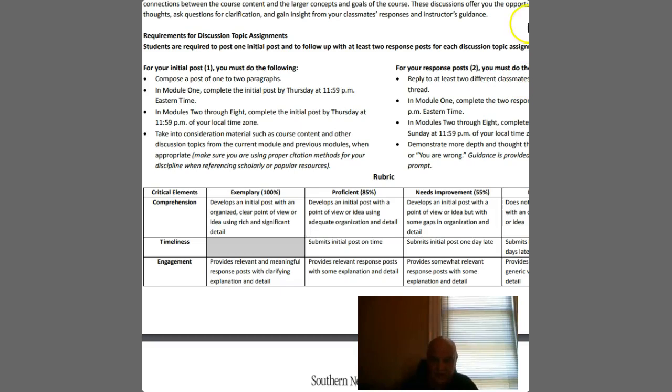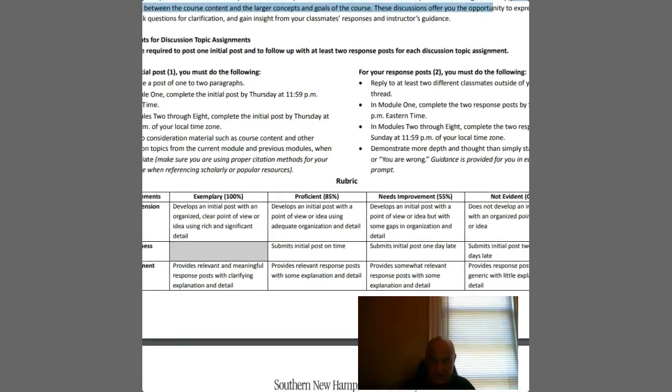Here is a discussion rubric. I'm going to try to get this into a larger pattern here. Okay.